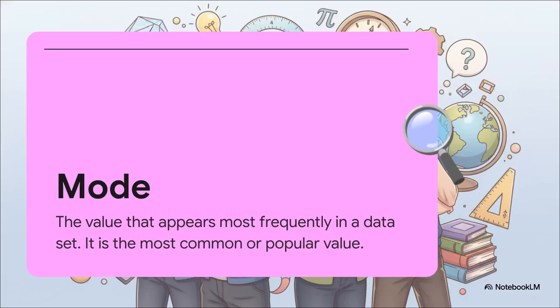And rounding out our big three is the mode. This one is the easiest. It's just the number that shows up most often. It's fantastic for finding out what's most popular, like the most common shoe size in your class.